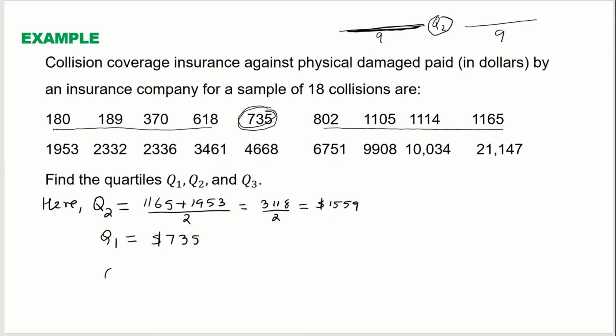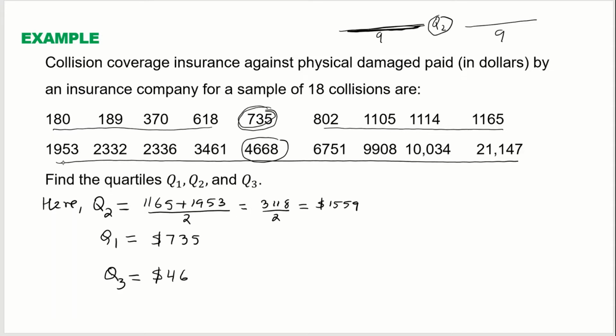And then Q3, or third quartile, is the median of the numbers more than Q2. These are the numbers more than Q2. Here we have 9 of them. So in the middle, we have 4,668. So that is Q3. So Q3 is 4,668.